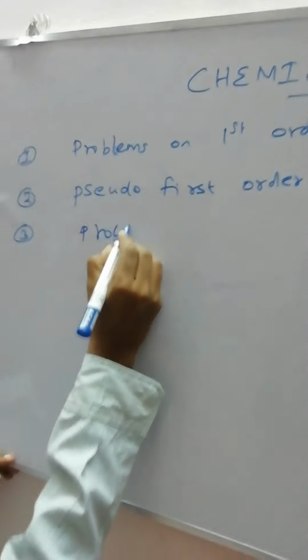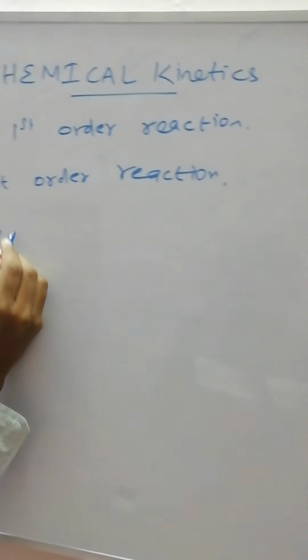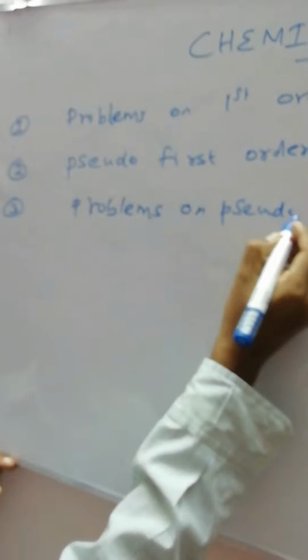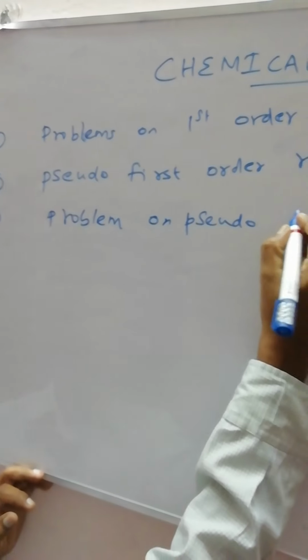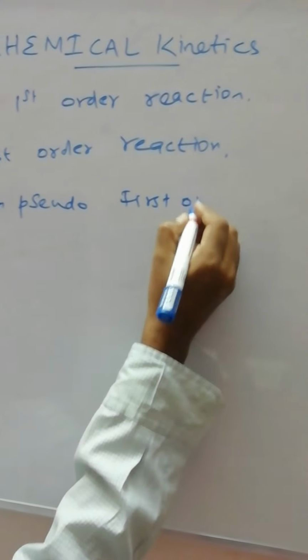Children, today we are going to start chemical kinetics part 5. In this chapter we are going to start some problems based on the first order reaction, and problems on pseudo first order reaction.